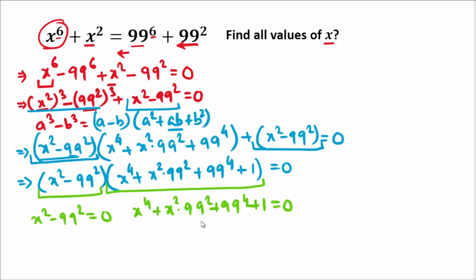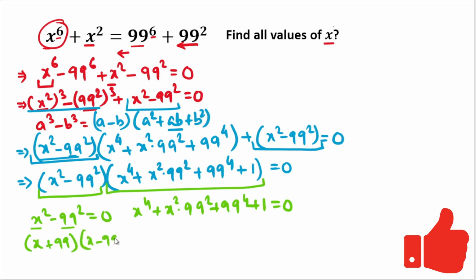Now here again it is in the form of a square minus b square. So we can write either a plus b means x plus 99 times x minus 99 will be equal to 0. Now from here we can calculate x: from here x will be negative 99, and from here the value of x will be positive 99. So we have calculated two values of x, that is 99 and negative 99. Now from the second expression we will calculate the value of x.